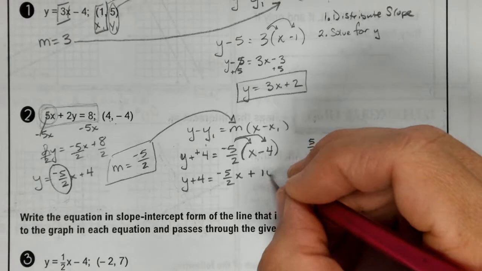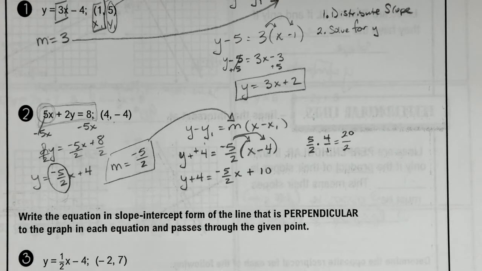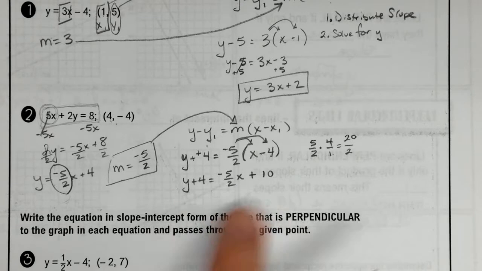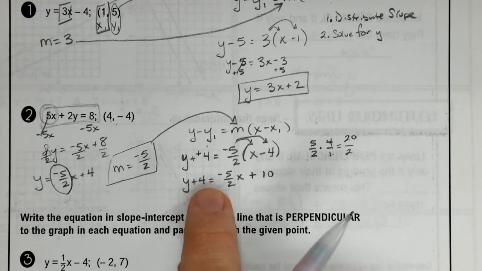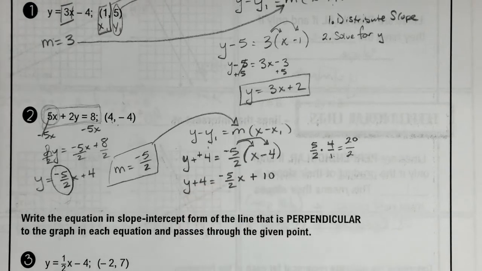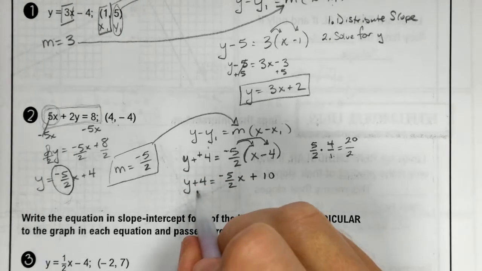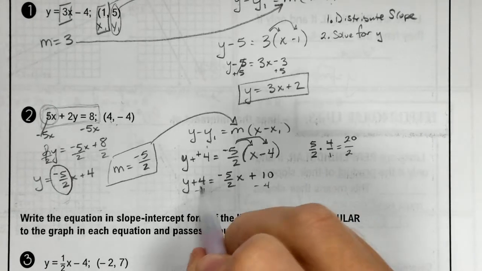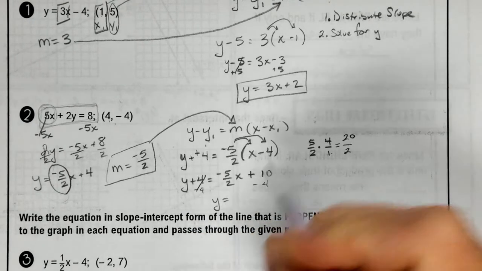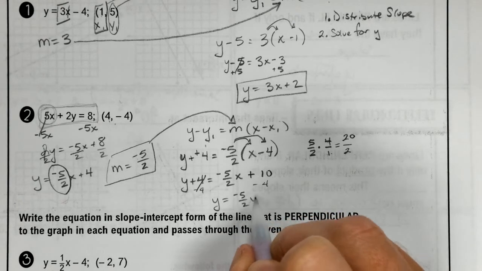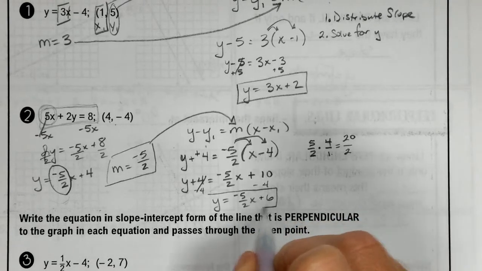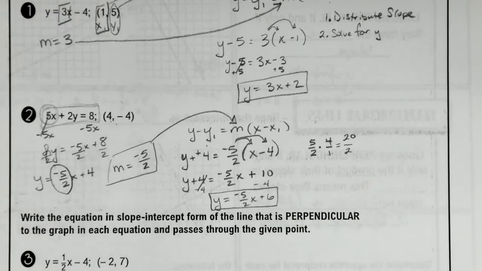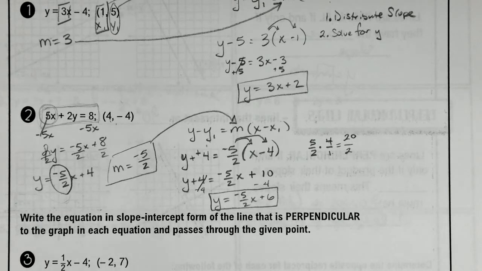Alright, so here we go. You've got one more step, Andrew. Is this in slope-intercept form? No, so I need to move this plus 4. How do I move a plus 4? Fantastic. Now the y is by itself, which is exactly what I wanted. So negative 5/2 x. What's 10 minus 4? 6. Perfect. Alright, so those are parallel, right? Again, those are the same slope.